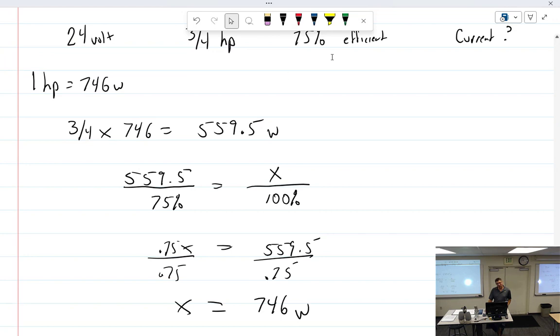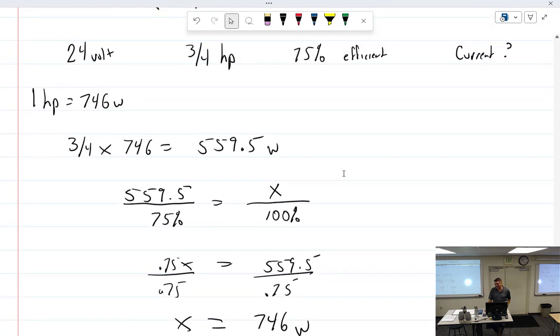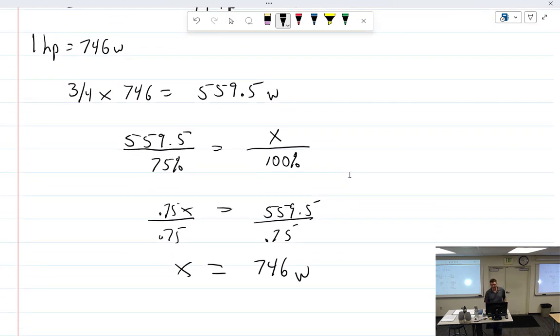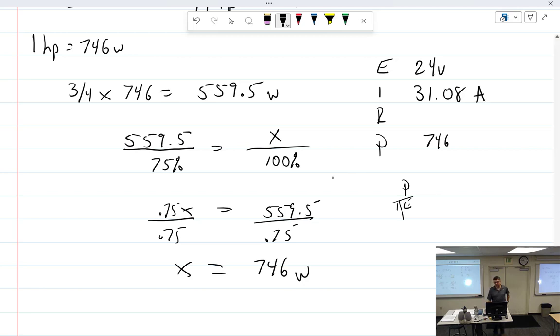Because it's 3/4, 0.75. But if you didn't get that, all right, now we have E, I, R, and P. P is 746. E was 24 volts. And so we have P over E. So we have P, 746, divided by 24 equals a current of 31.08 amps. And if you don't put the amps, then I won't know. All right.